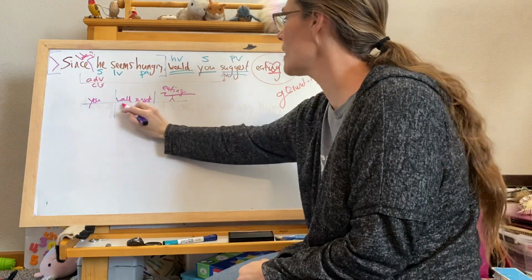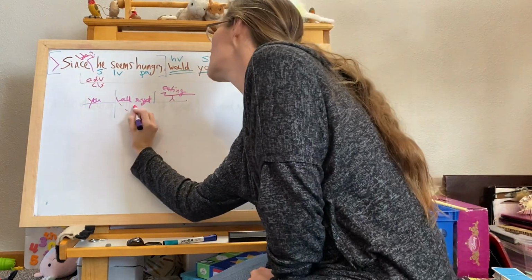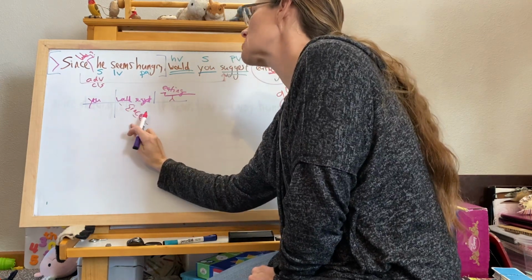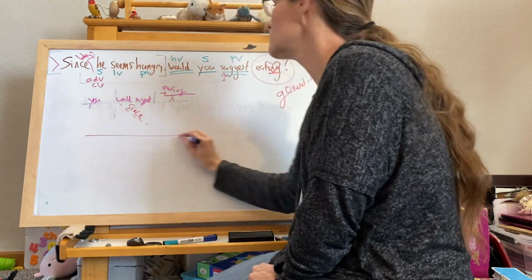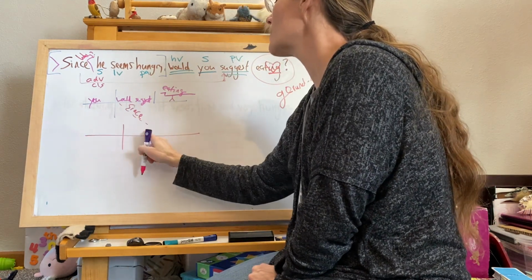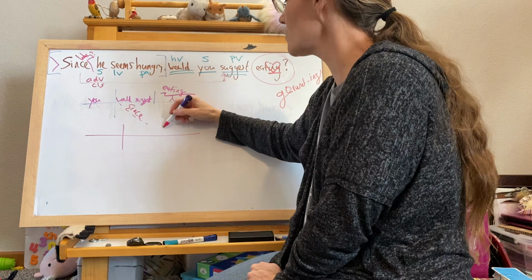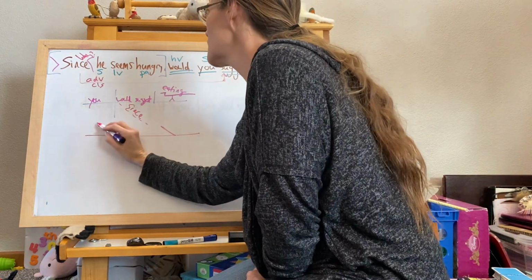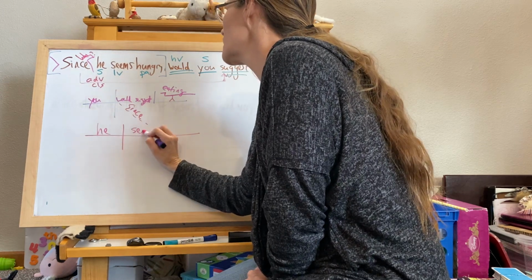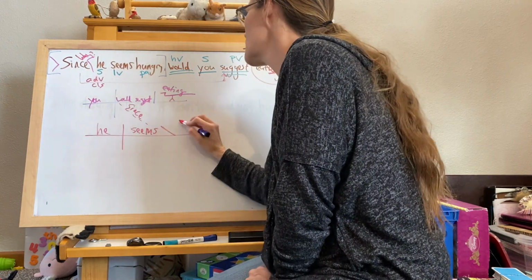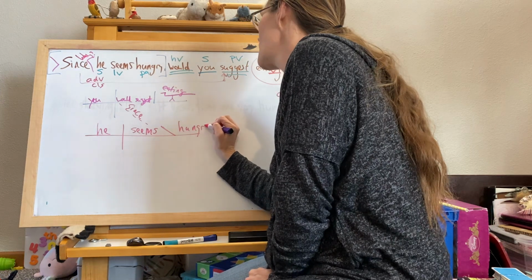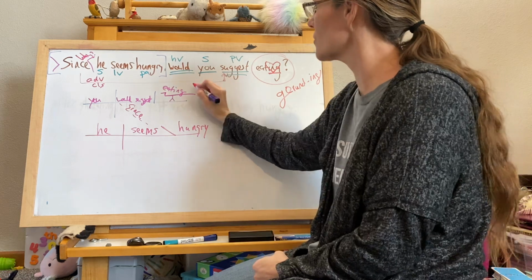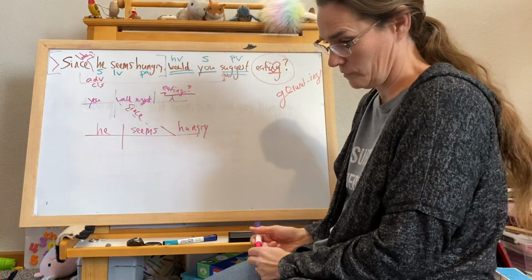All right, so now we have our why subordinate conjunction separating our verbs. And this one, remember, is a predicate adjective. Since he, our linking sensory verb, seems hungry. And there you have it. And I guess also you're supposed to put a question mark there.